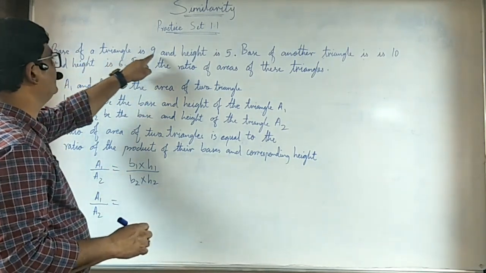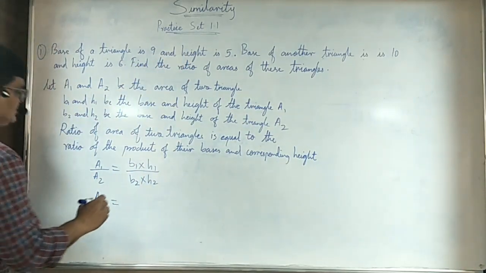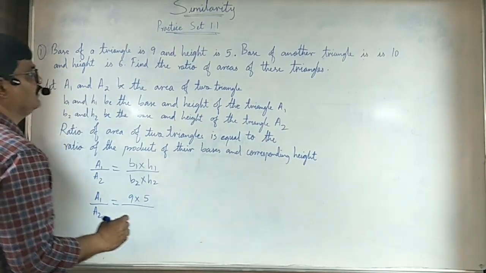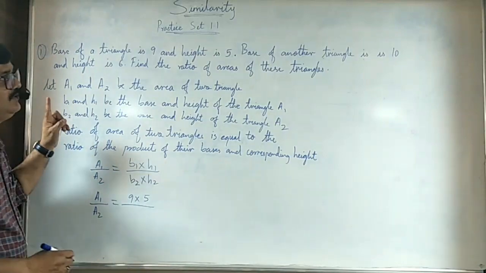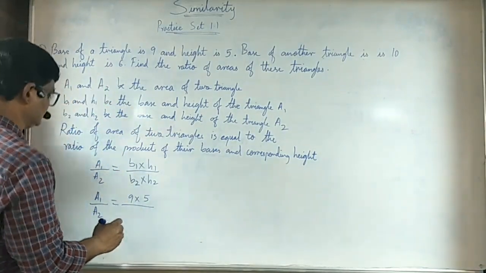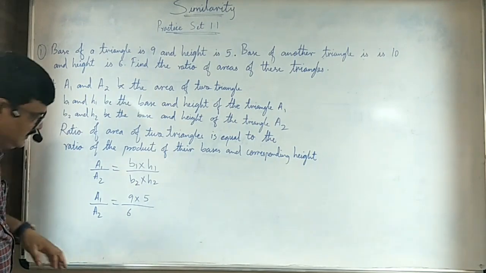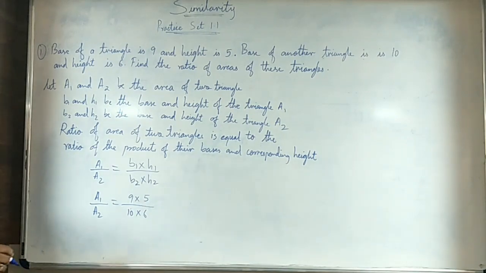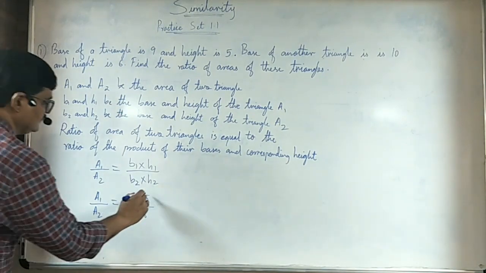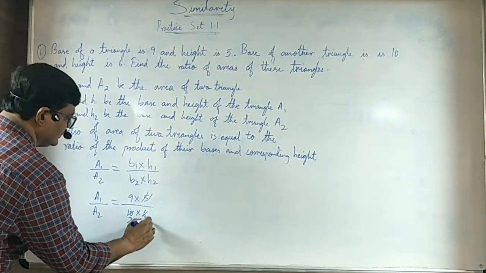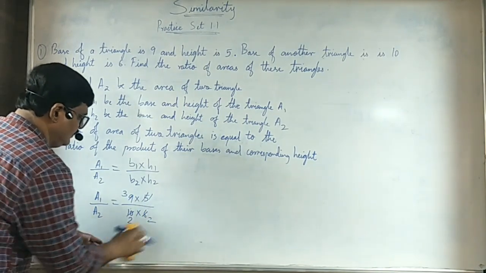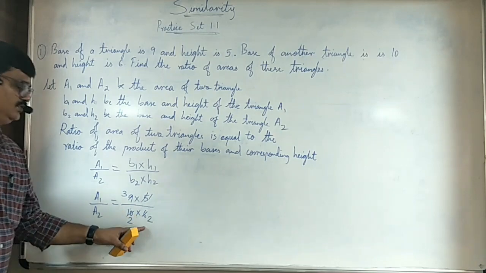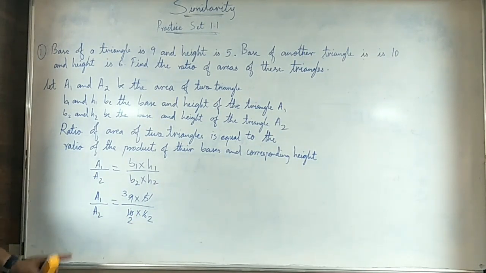Can you see the base of the triangle is 9 and the height is 5? So B1 will be 9 and H1 will be 5, upon the base of the other triangle, which we have taken as A2, that is 10, and the height is 6. Now you can do the cancellation. 5 1s are 5, 5 2s are 10, 3 2s are 6, 3 3s are 9. So cancellation is possible if they are in one table. Further cancellation is not possible.